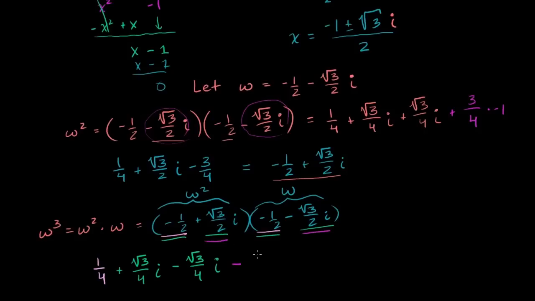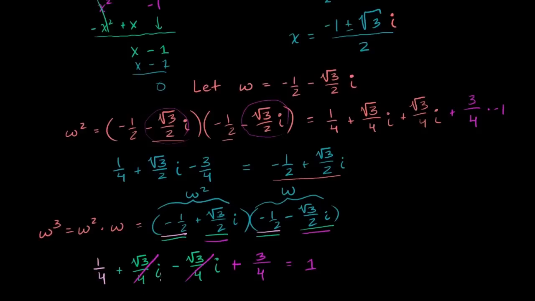Square root of 3 times square root of 3 is 3. 2 times 2 is 4. i times i is negative 1. Or we can multiply the negative 1 times this negative over here, and it becomes a positive. So what do we get? These guys cancel out. We have 1/4 plus 3/4, which is equal to 1.